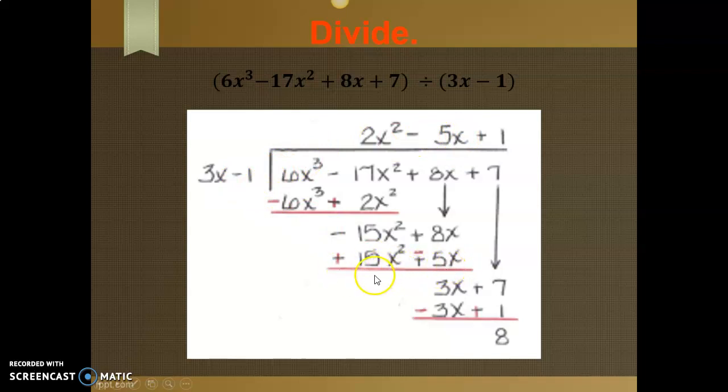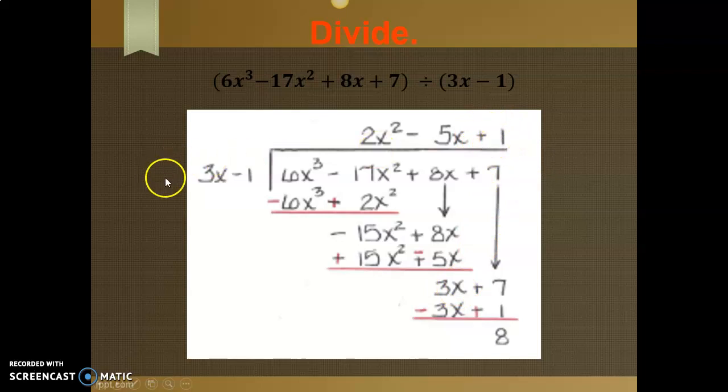Then we draw the line and change the sign. So this turns into a positive 15x squared. This turns into a negative 5x. So we'll have 8x minus 5x leaves us with 3x. Then just like regular division, we need to bring down the 7, just like we brought down the 8x here. So how many times can 3x go into 3x? That will be 1 time. That's where we get this plus 1 from.